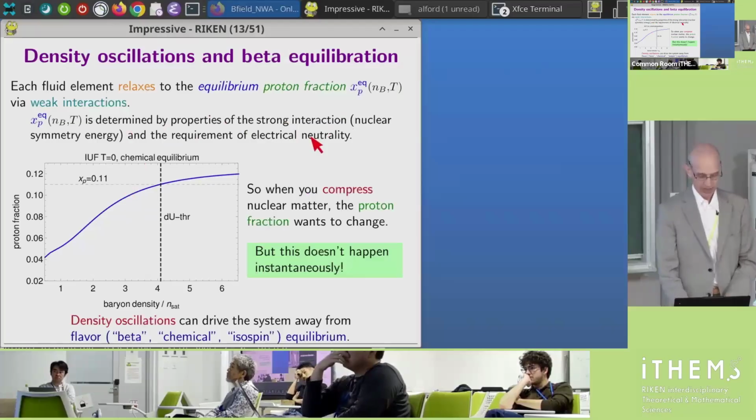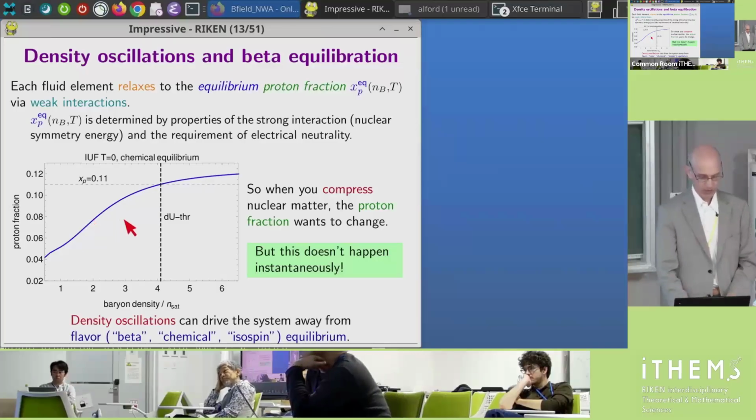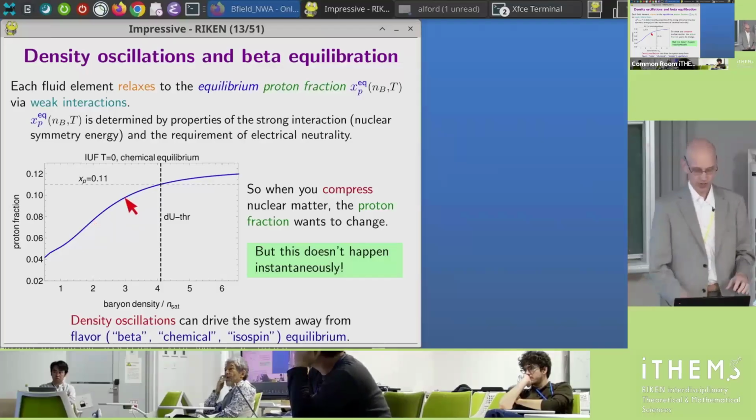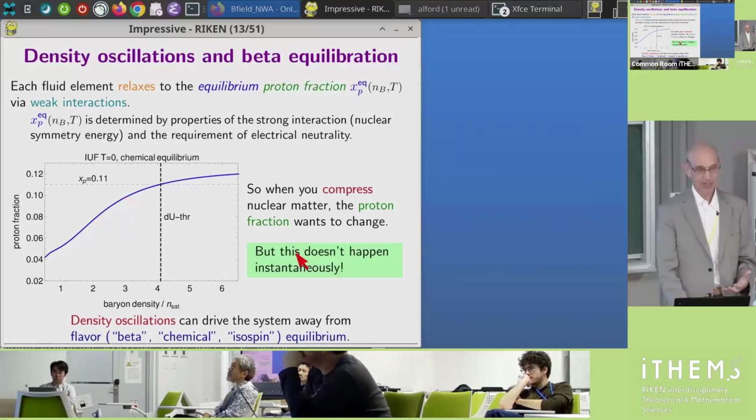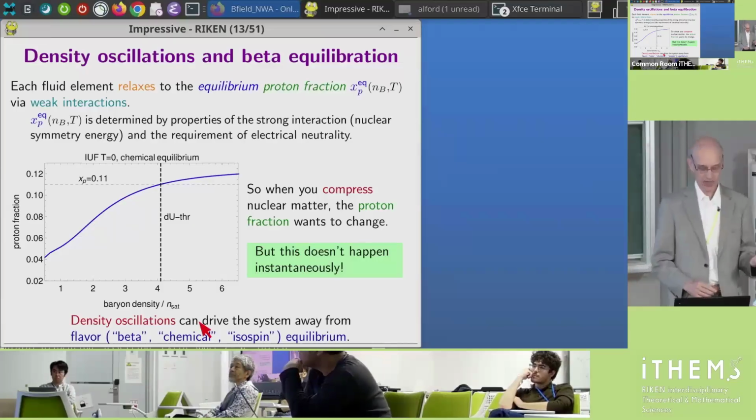Well, it doesn't happen instantly. Imagine you've got your little fluid element that starts off at twice saturation density, where its proton fraction is about 8%. And then you saw those oscillations earlier on. It gets compressed. Suppose it gets compressed to 3 times nuclear saturation density. Now its proton fraction wants to go up to 10%. So it wants to turn some of its neutrons into protons. But this is not an instantaneous thing, because it requires a weak interaction. Only the weak interaction can change protons into neutrons and vice versa, and the weak interaction is much slower than the other interactions. So we have to ask ourselves, how quickly can this happen?